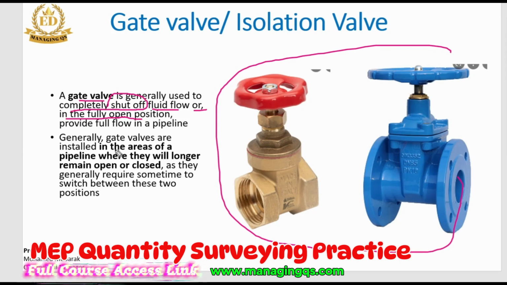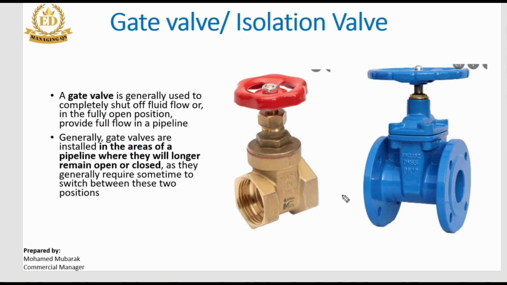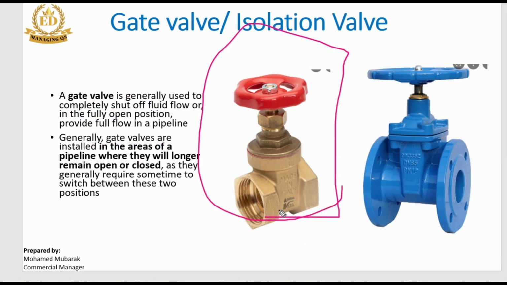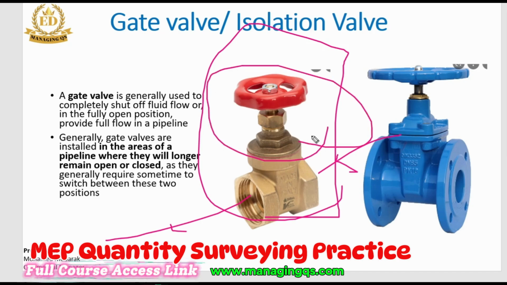Also, you can see these gate valves are installed in the area of the pipeline where they will remain open or closed for a longer time. So this is very important. These gate valves are generally fixed in the chilled water supply line system. Chilled water is a continuous flow to the FCU, so that's why we always keep this gate valve open. This is the main function of this gate valve.